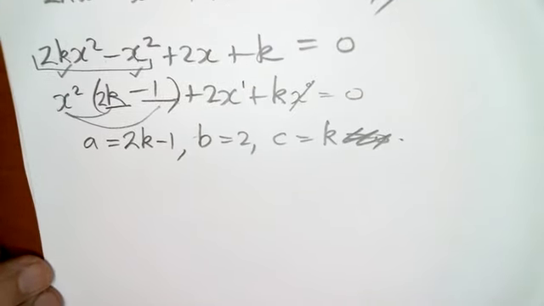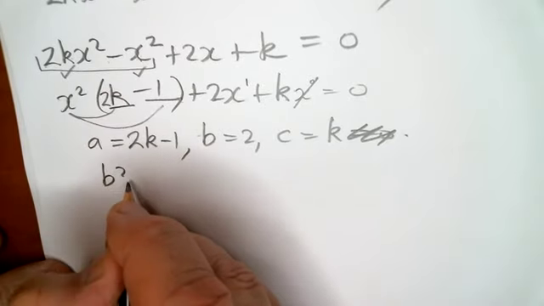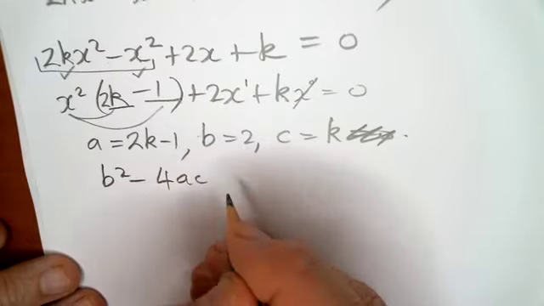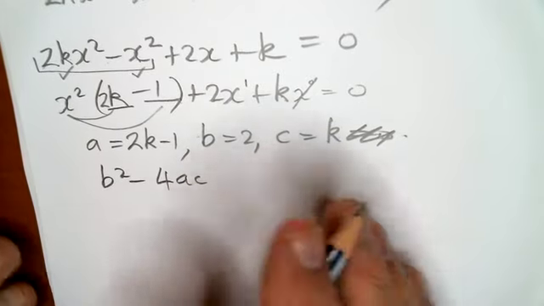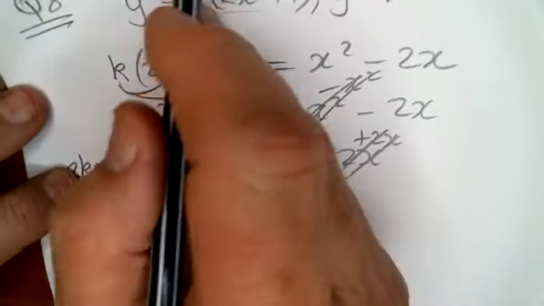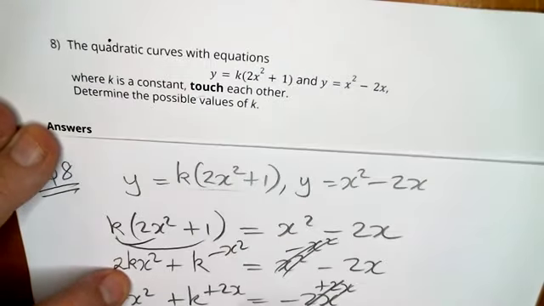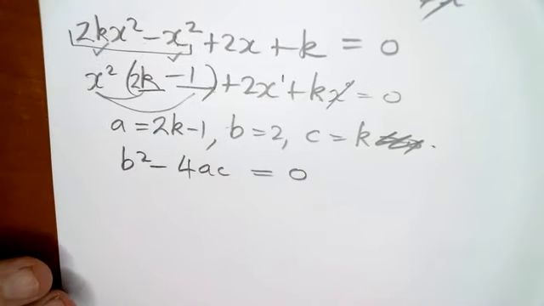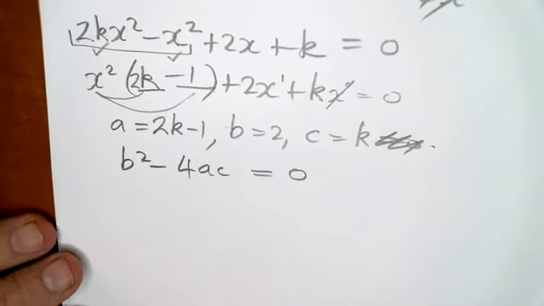All right, let's go ahead now. Put that into the discriminant function, which is b squared minus 4ac. And we know it's going to be, in this case, what did the parameters say? Touch. It said they must touch each other. So if it touches, then it must equal 0. All right, so b squared minus 4ac is equal to 0.